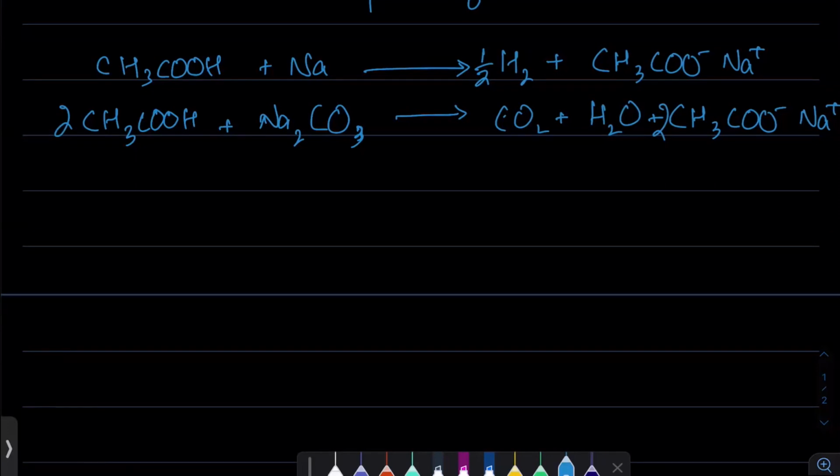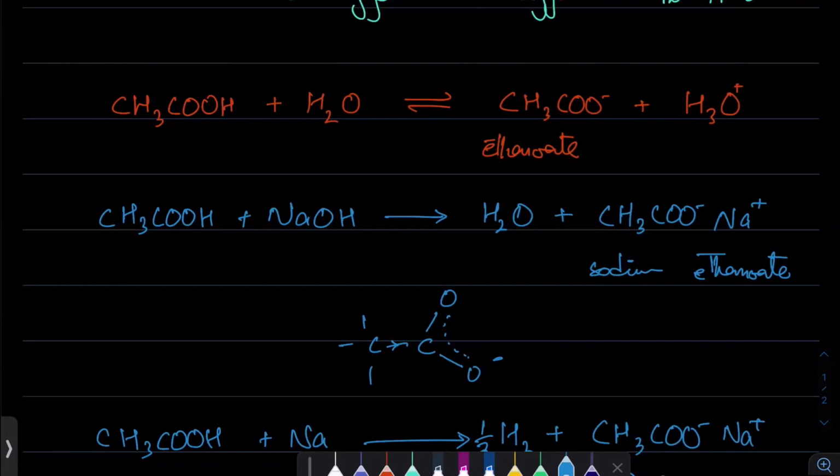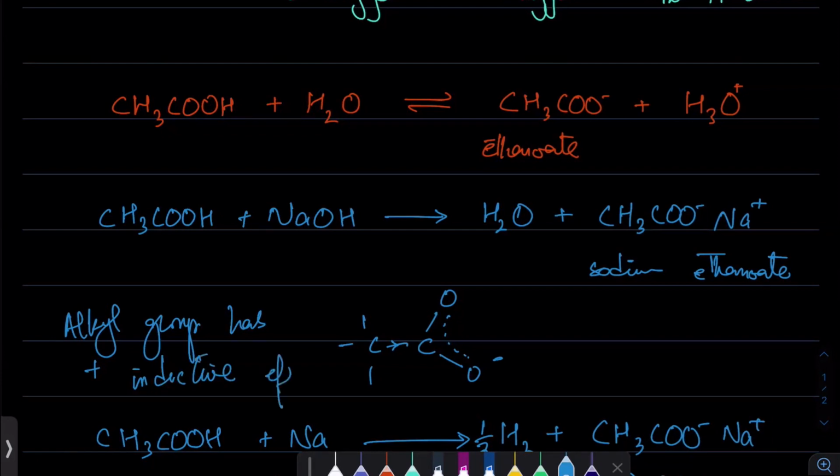Okay. So yes, they do react as acids, and the acid forms an ion which is stabilized by the alkyl group that we have. Okay. So alkyl groups have a positive inductive effect. Okay. All right. Now, how do we get them?